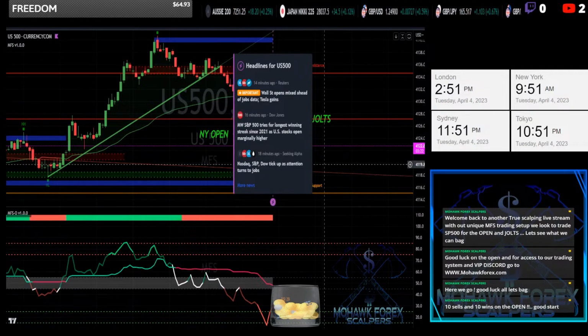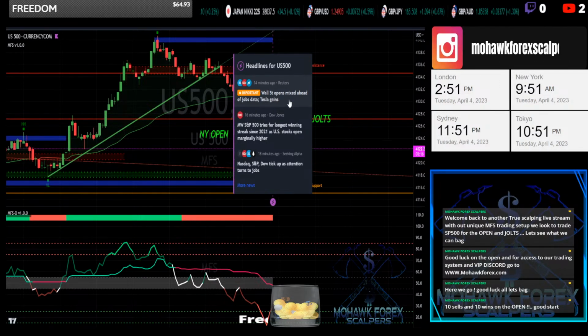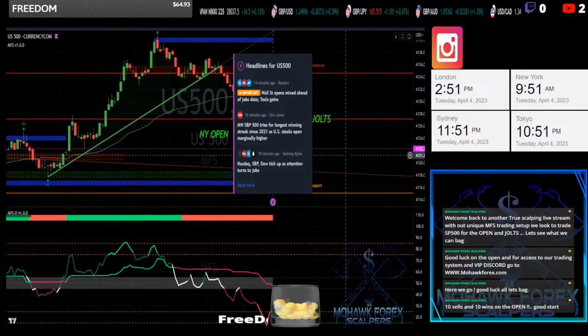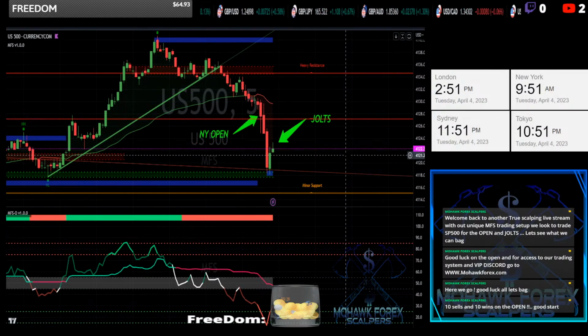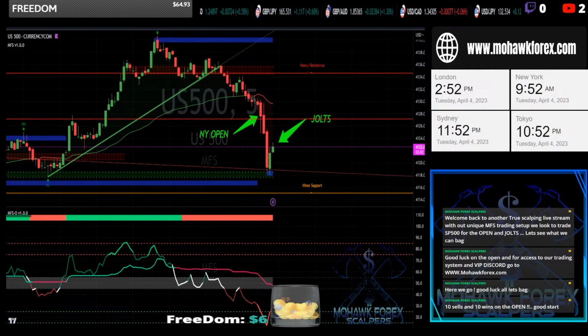The Wall Street opens mixed, ahead of Jobs News, which we knew, and everyone's waiting for the JOLTS. And again, if you miss the initial move, don't panic. And again, don't get in late. Just wait for the reversal. There will be a reversal.